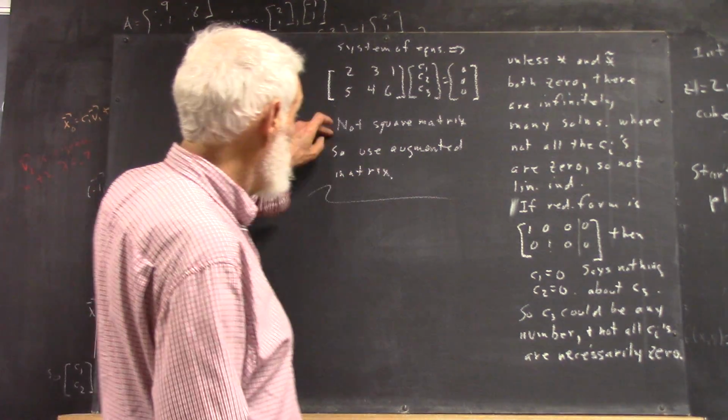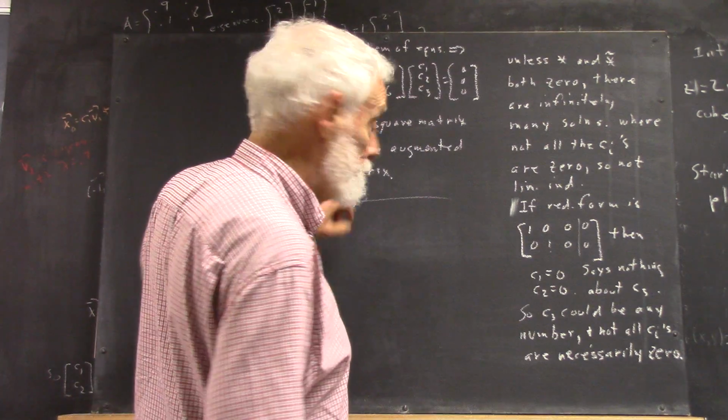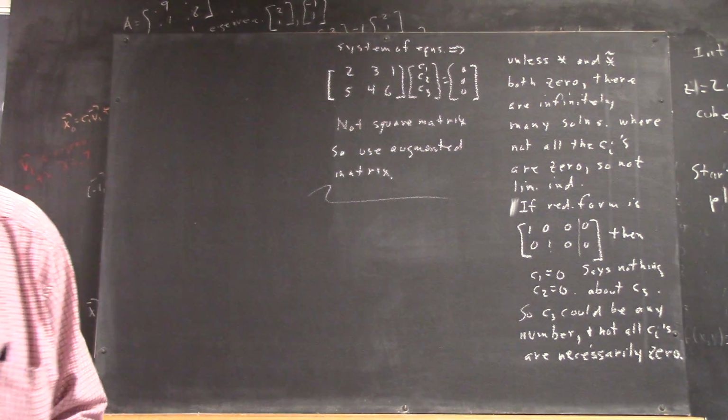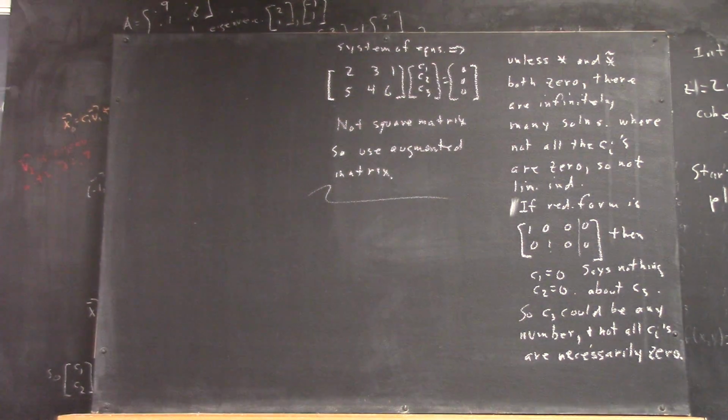Okay. Now, if it was a square matrix, what would we do? Okay, well, let me give you another set that does give you a square matrix.